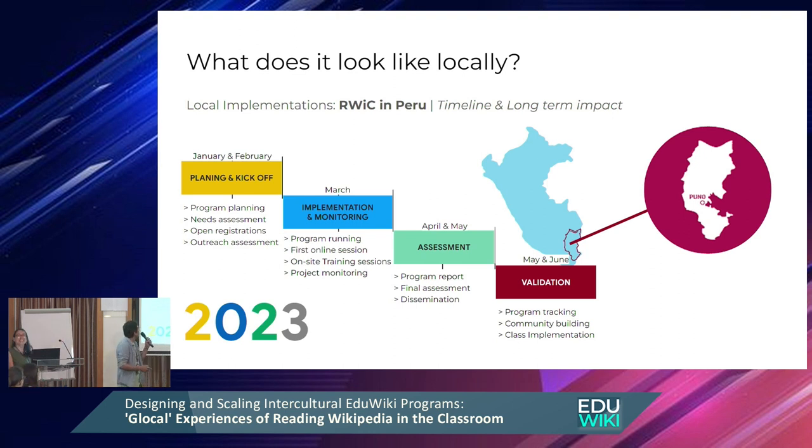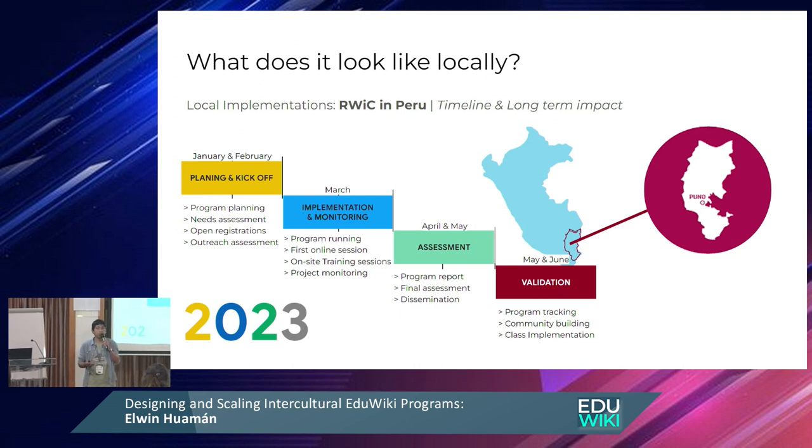That's good. Yes, so to give a context about this program, the implementation of Reading Wikipedia in the Classroom in Peru was such a grateful journey and also a challenging journey, because probably most of you know that there were a lot of protests and demonstrations in Peru in the last months. So I think it also shows the world that the Quechuas and Aymaras and all minoritized communities are in danger there. So how did the program run, or how did we plan the program?